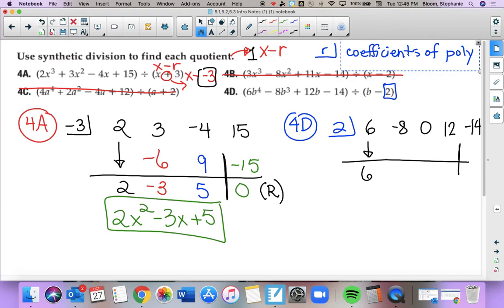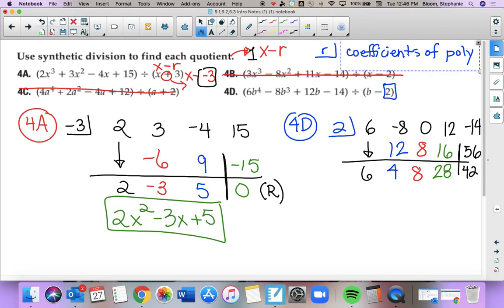Okay, so here we go. 6 times my r, so 6 times 2 is 12. Then add those together. 12 plus negative 8 would be 4. Multiply 4 times my r. 4 times 2 is 8. Add 8 and 0. I get 8. Multiply 8 times my r. 8 times 2 is 16. Add 16 and 12. I get 28. 28 times 2, 56. And what do I get when I add 56 and negative 14? 42.